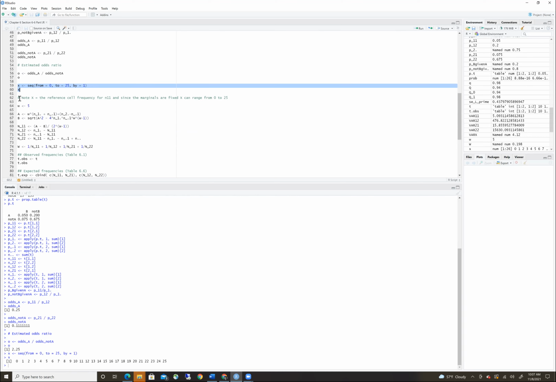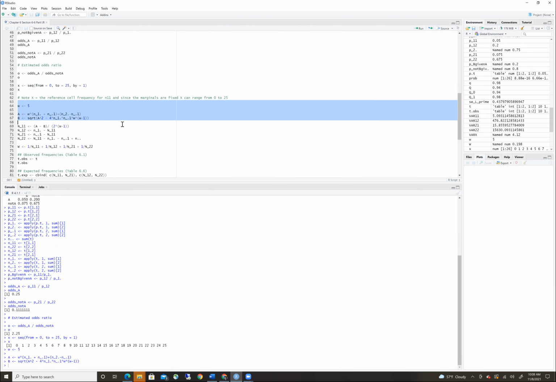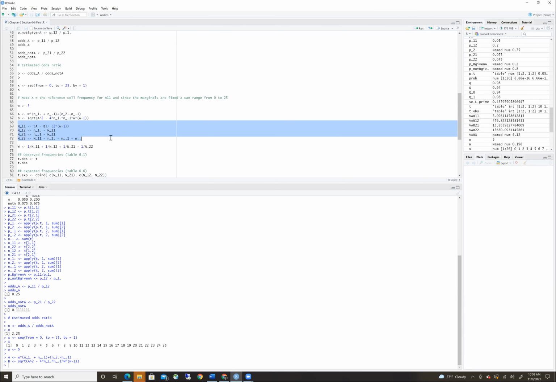And what we can do is we can walk through the book to calculate each of these individual pieces. We are going to use equation 6.50 to define A, and we're going to use equation 6.51 to define B. So we set omega to 5, we calculate A and B. All right, we can also set up N11 down to N22 using the formulas 6.52 all the way through 6.55. So we can calculate all of those N's.